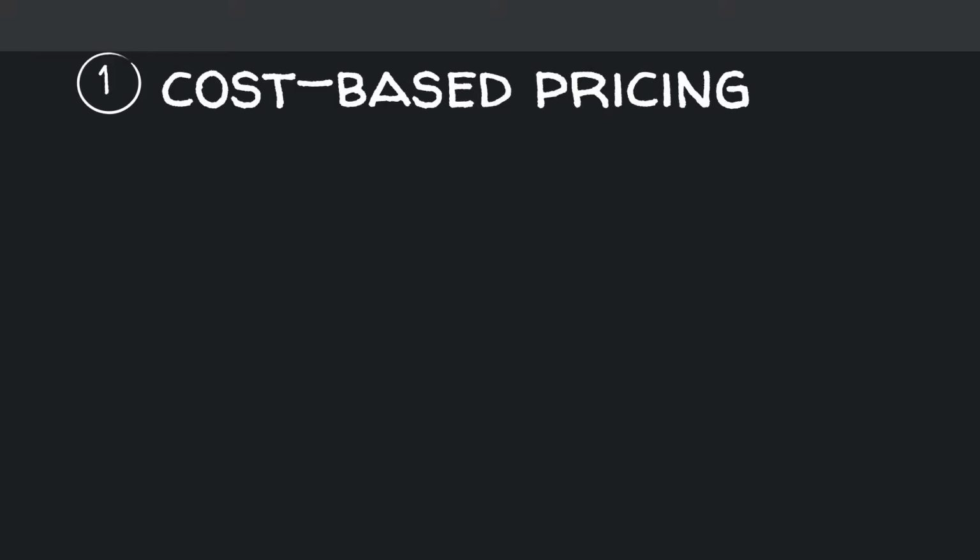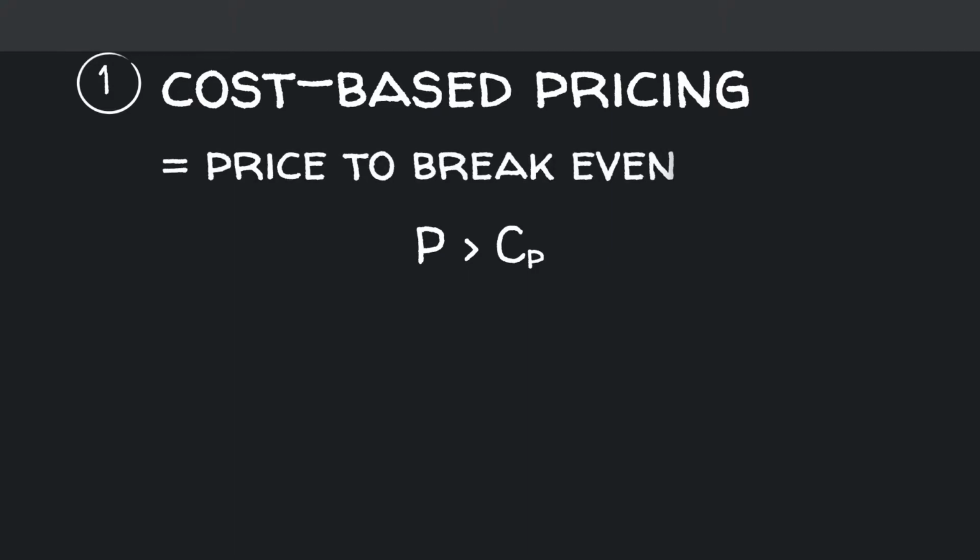Pricing strategy number 1: cost-based pricing. Cost-based pricing is very simple. It involves determining a minimum price that can cover the total cost associated with producing a unit of product. In other words, cost-based pricing aims to find a price to break even.